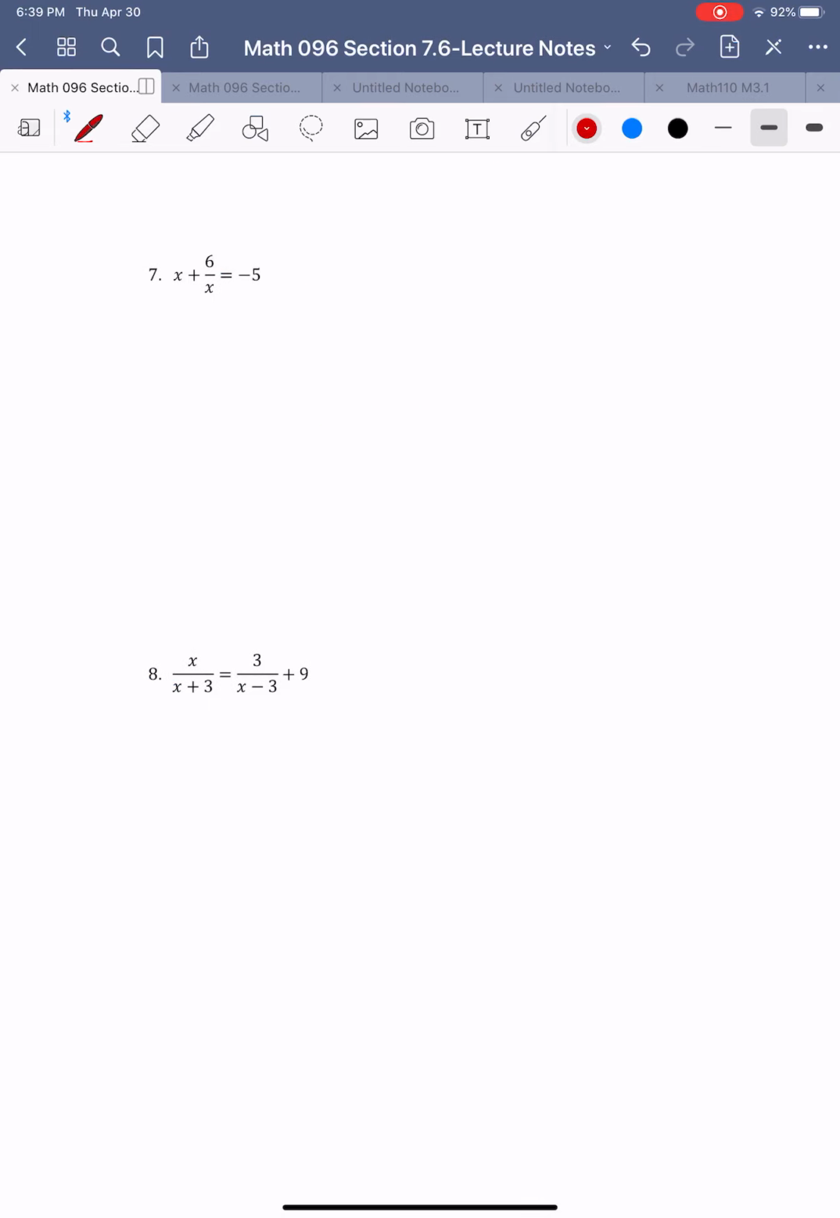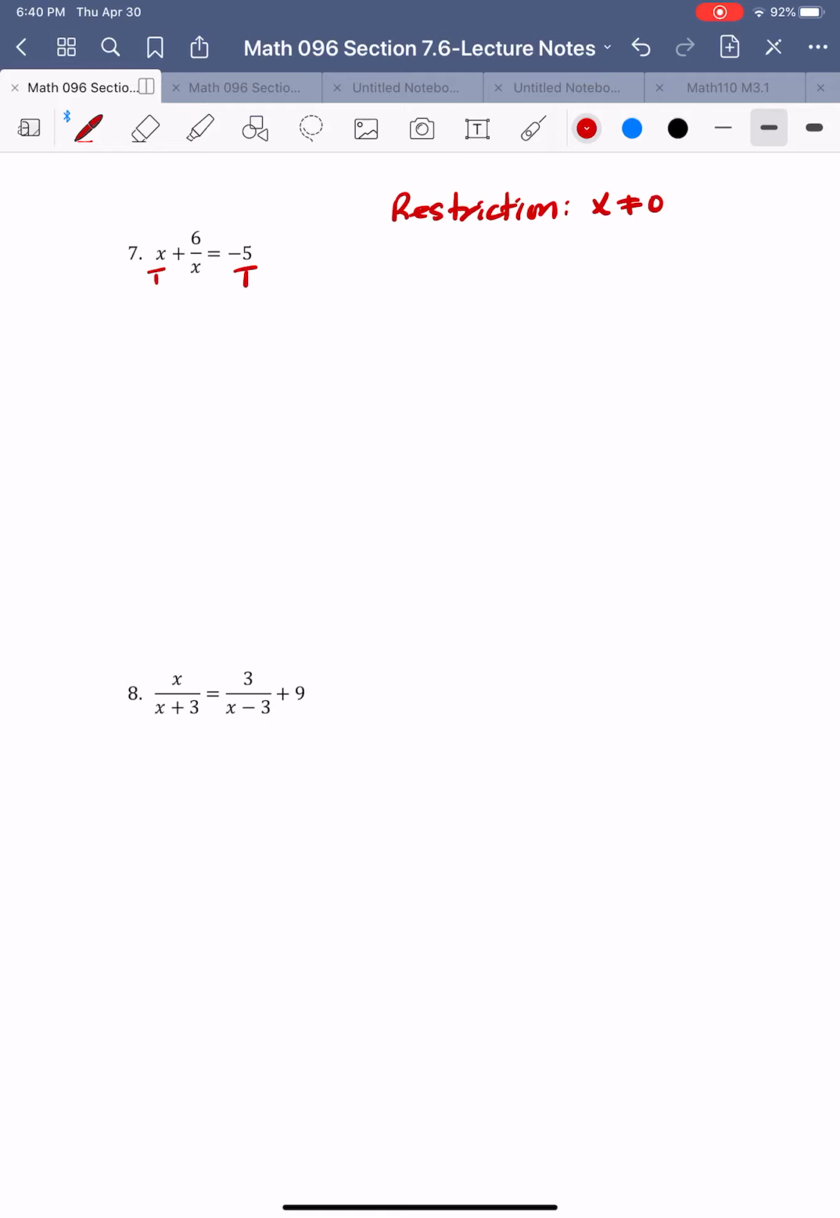Alright, next problem. Since you can treat it as a fraction, you can just say 1 over 1 and 1 over 1. So the restriction in here is just that x cannot be 0, because that's the only x denominator we see.